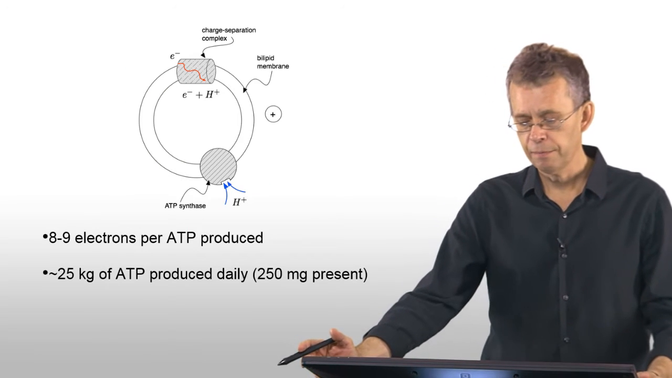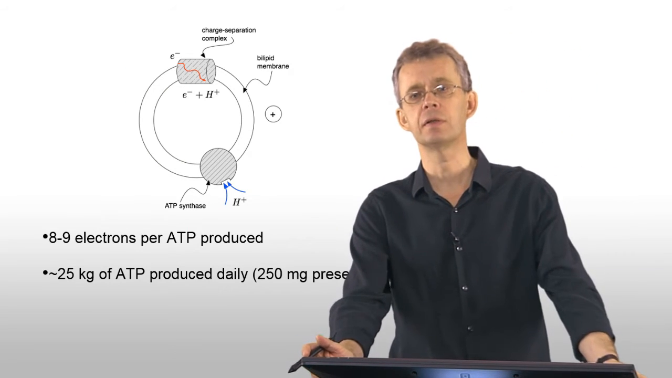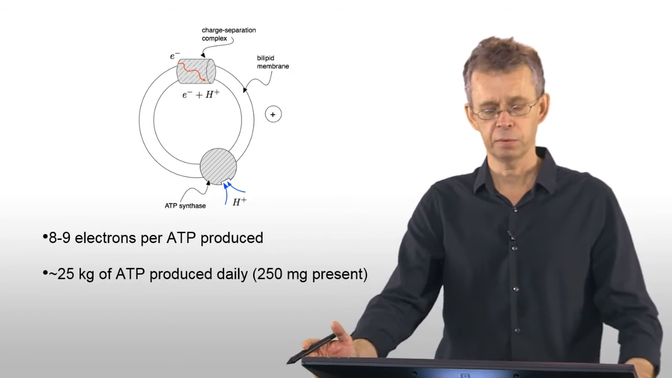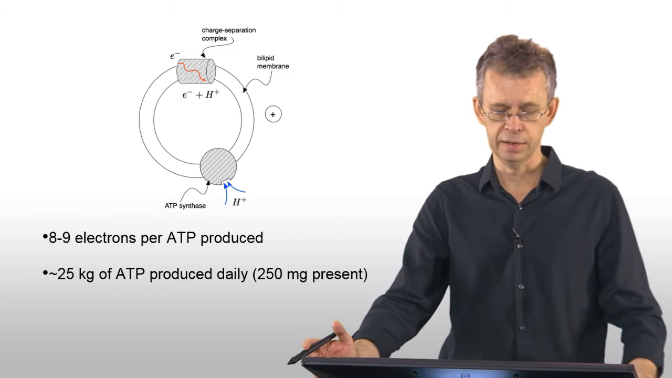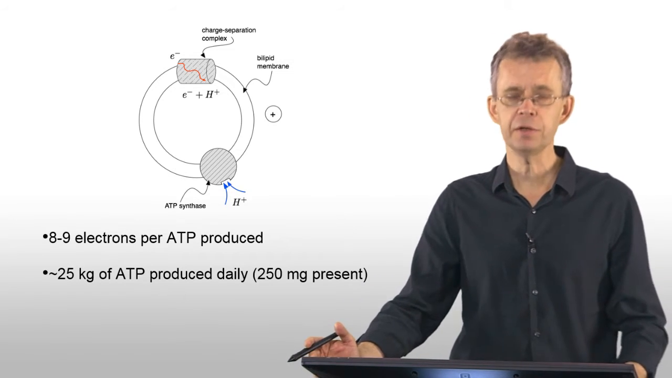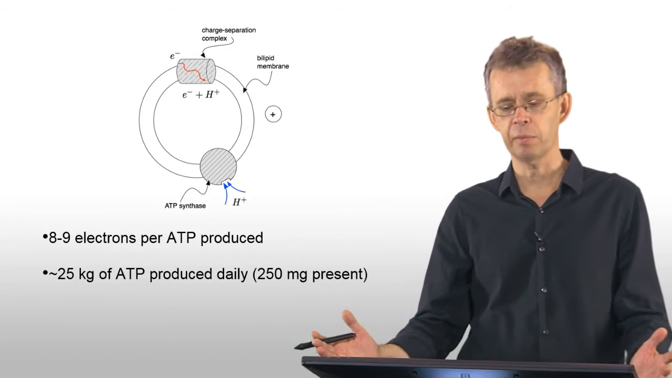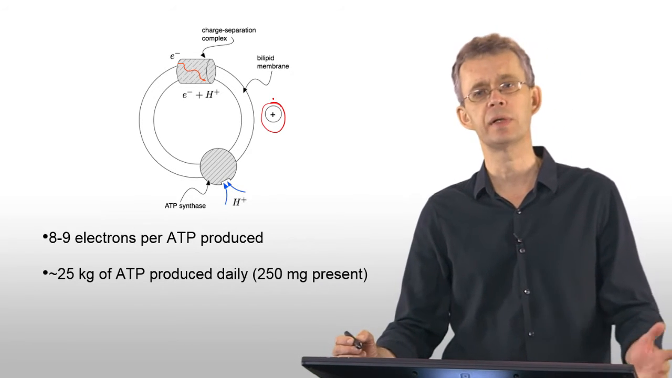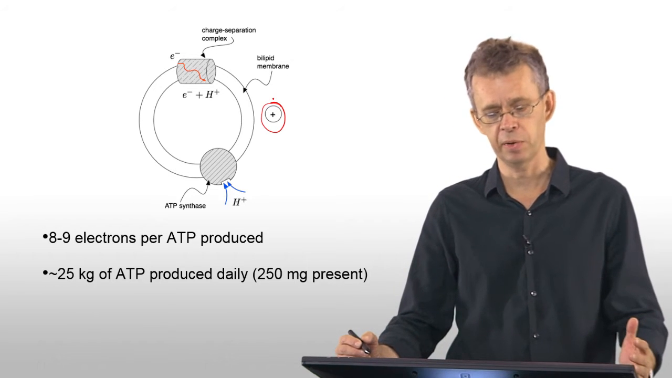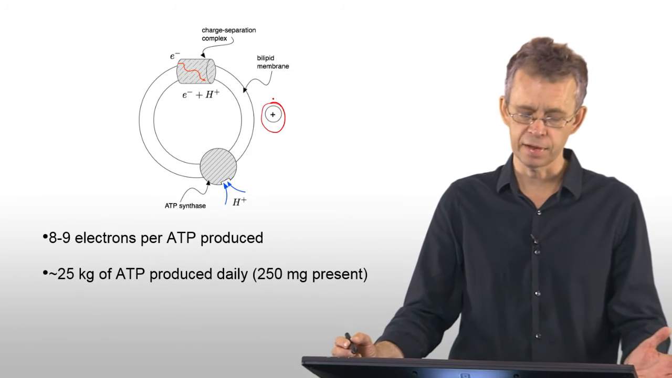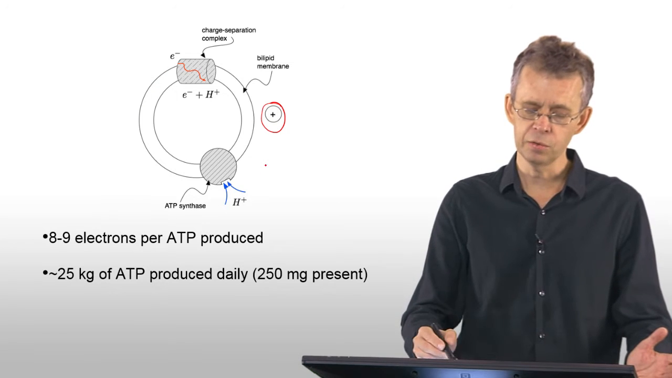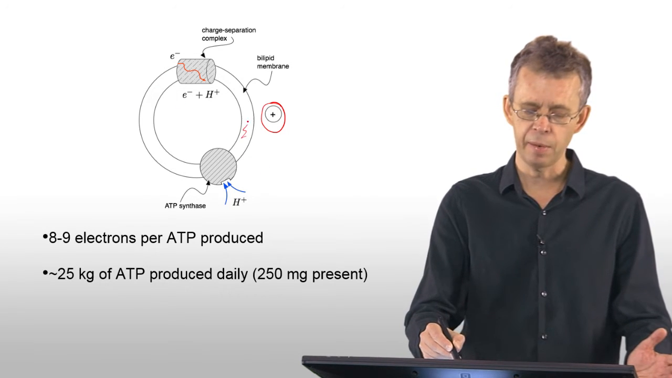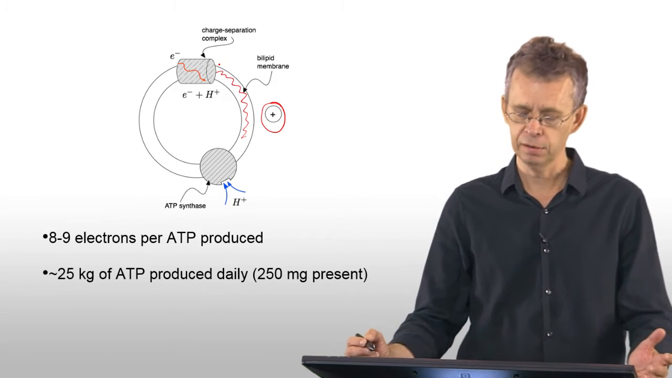So how is this gradient of protons created? Remember, we need to keep more protons outside the membrane compared to inside. So here I have more protons outside. That means the potential is positive outside of the membrane, and it's less positive inside. So this is my cartoon version of a cell, and this would be the membrane surrounding my cell.